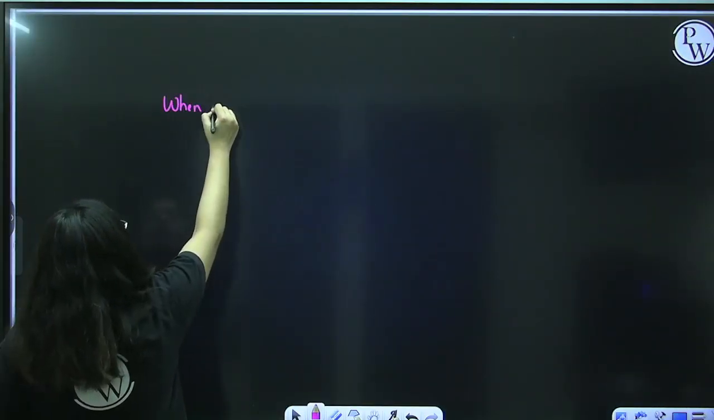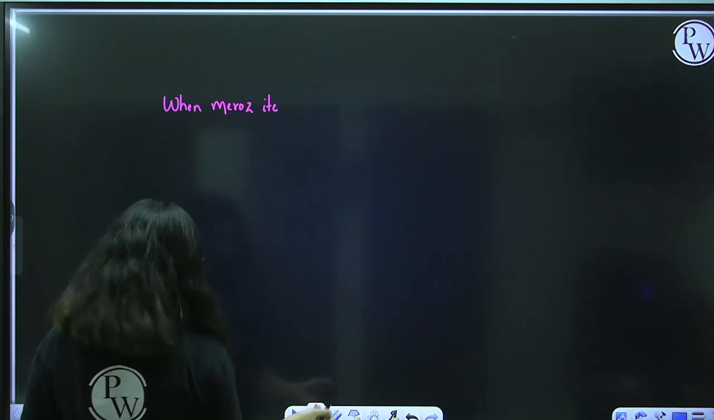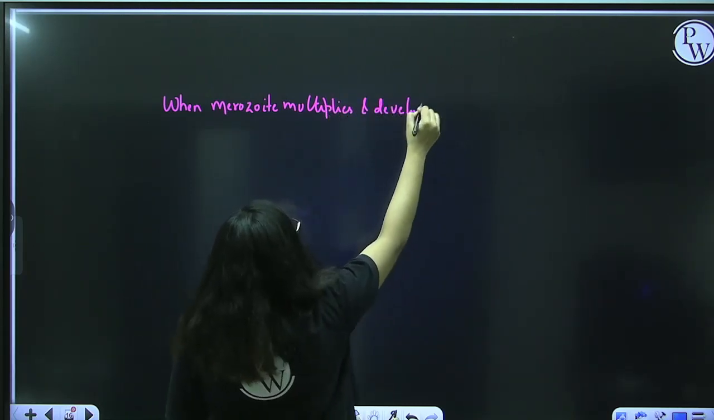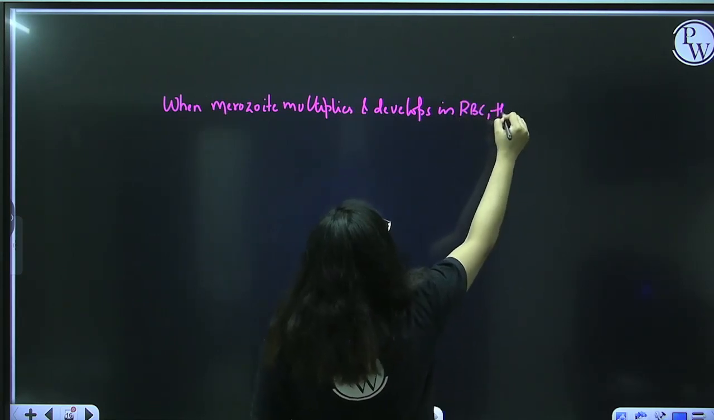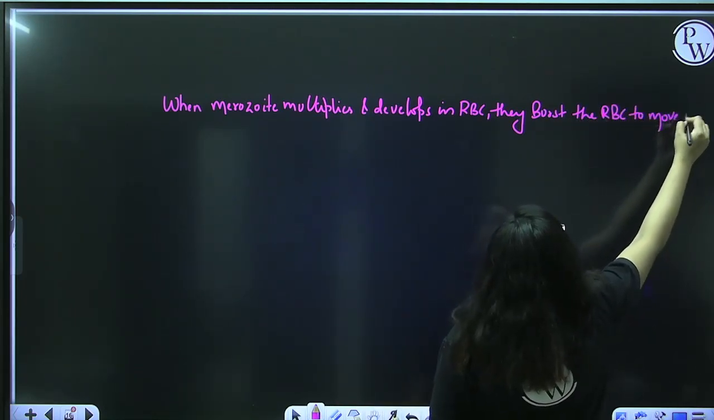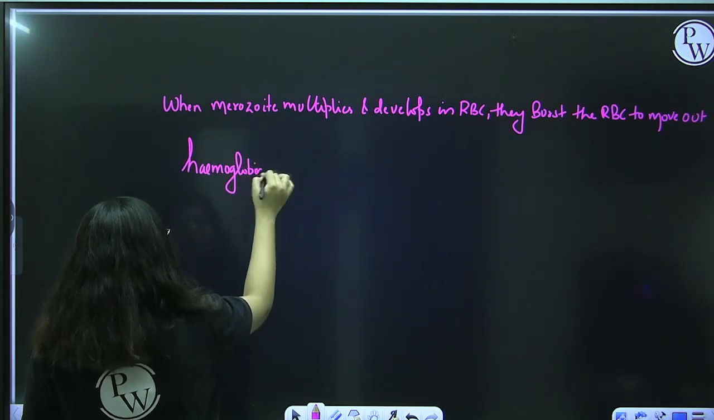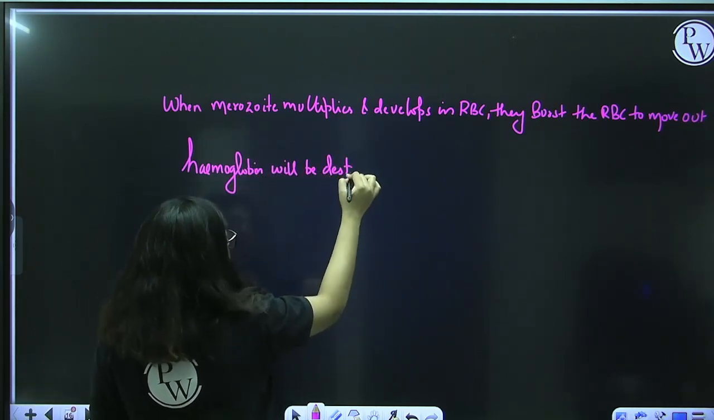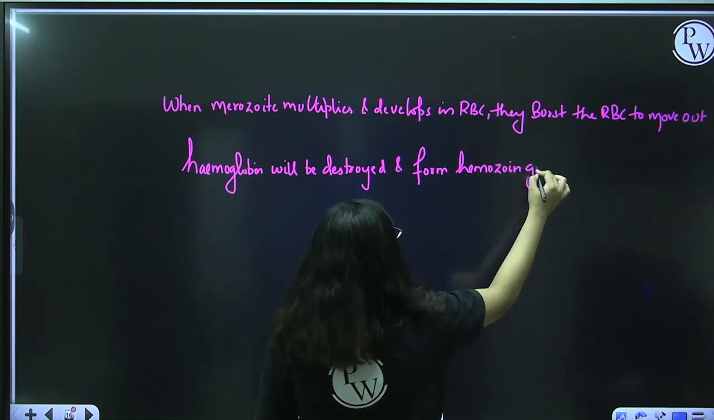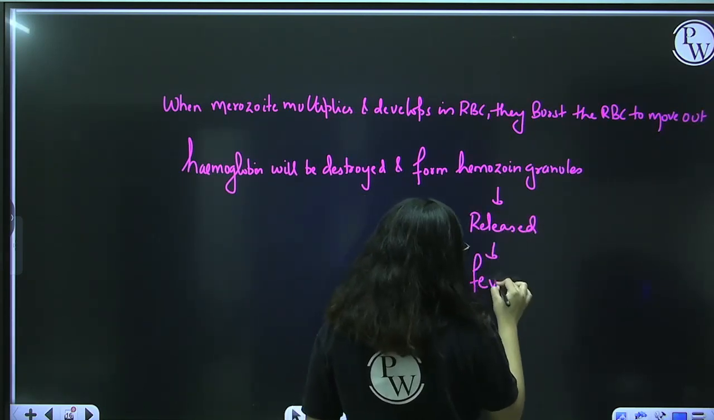When merozoites multiply and develop in the RBC, they burst the RBC to move out. Now what will happen? Hemoglobin will be destroyed and form hemozoin granules. Now these will be released and the person will get fever. The person will get fever.